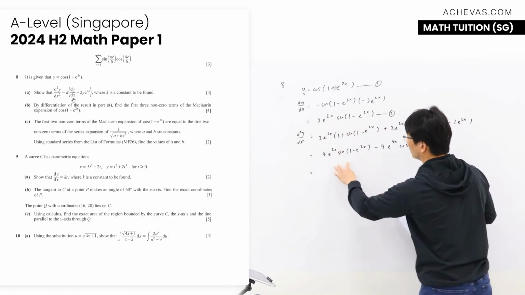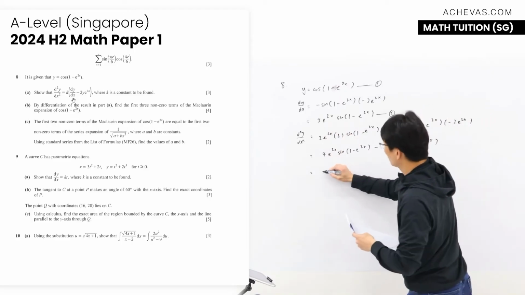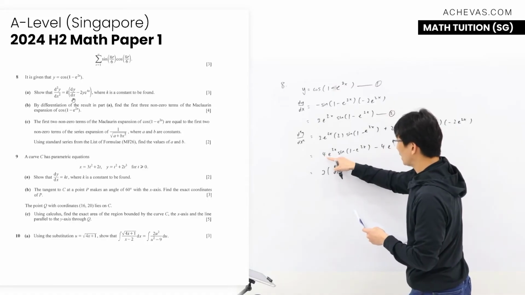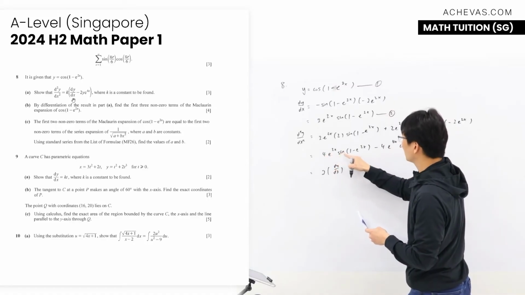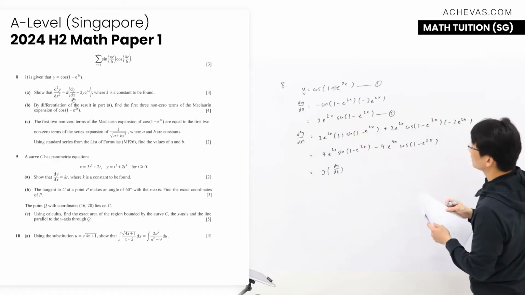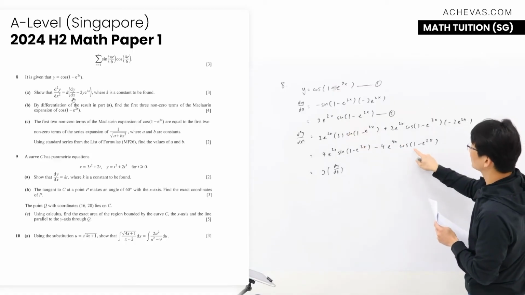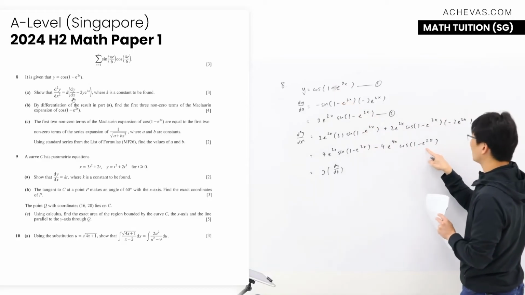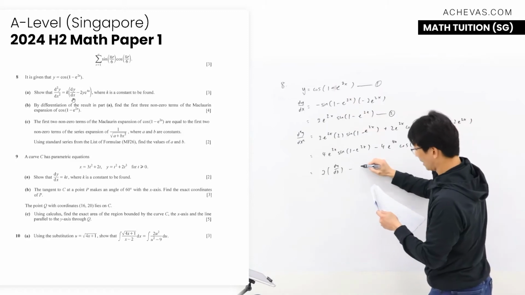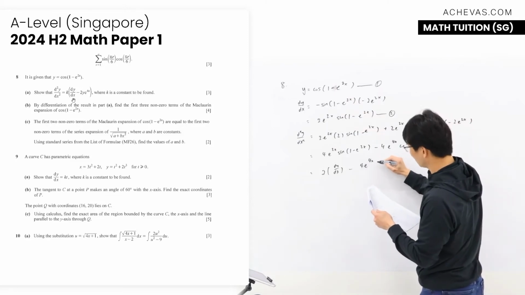This one I can replace with 2 bracket dy dx, right? Because this is 2 times 2e^2x sin(1 - e^2x), which is actually dy dx. Alright, similarly for here, I can see that cos(1 - e^2x) is actually just y. So therefore, I will get minus 4e^4x and a y.